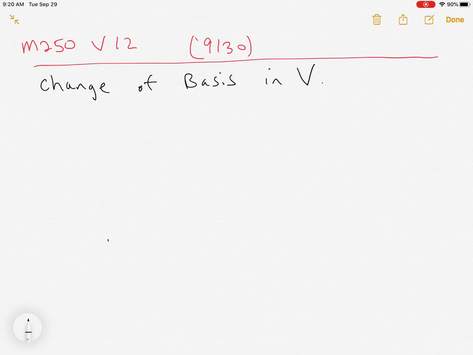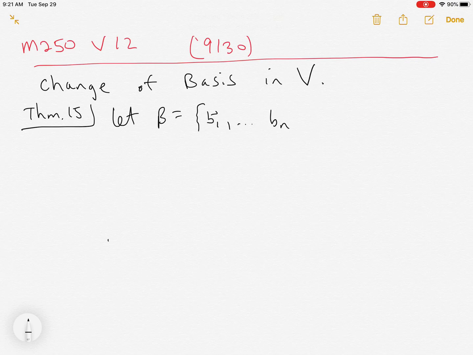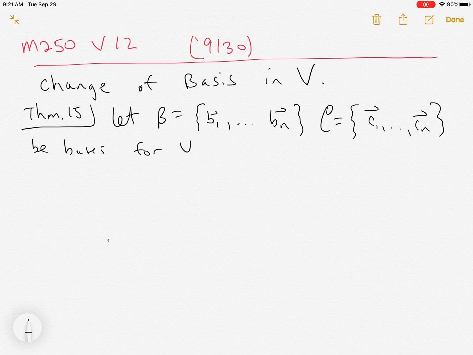Okay, sometimes in this game of vector spaces, we need to change our bases around when we're in V, especially when V is Rn. So your book has a theorem here, theorem 15. We have two bases, beta, which is B1 down to Bn, and script C, which is C1 down to Cn. So we're going to let beta and C be bases for a vector space V.